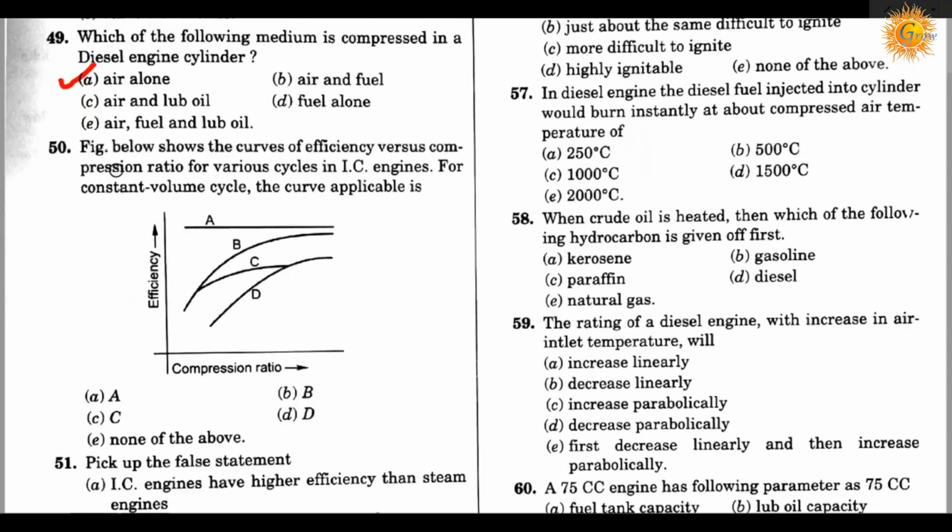Question number 50. Figure below shows the curves of efficiency versus compression ratio for various cycles in IC engines. For constant volume cycle, the curve applicable is: Option A, option B, option C, option D, and option E, none of the above. You can see this figure, efficiency and compression ratio, curves A, B, C and D. So the correct answer will be B. So it means this curve will be for constant volume cycle and that curve is applicable.